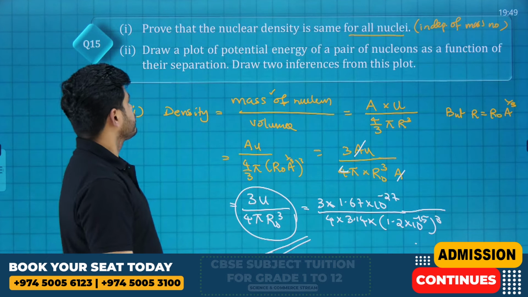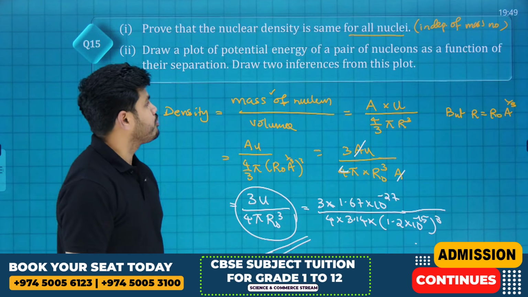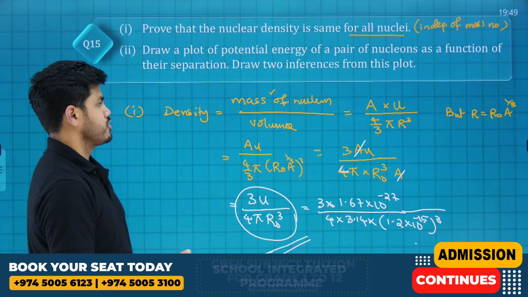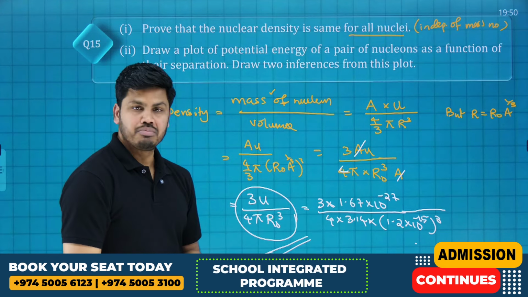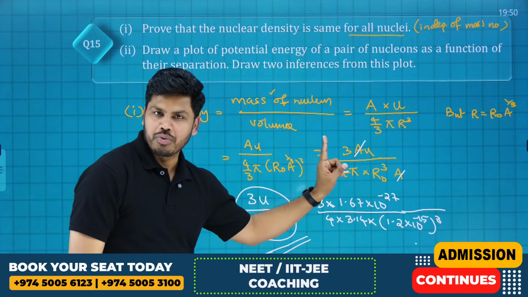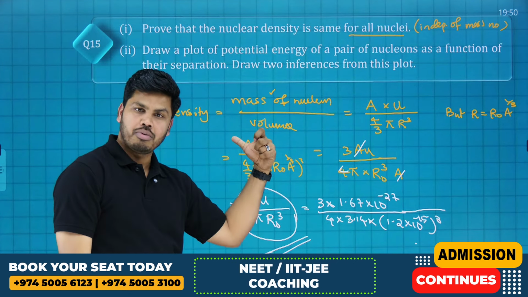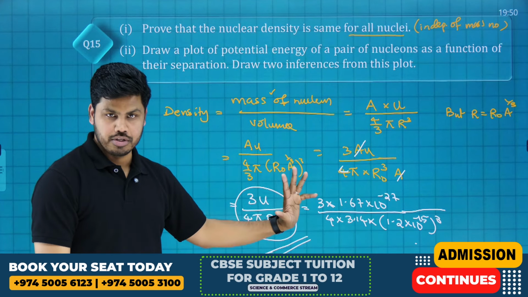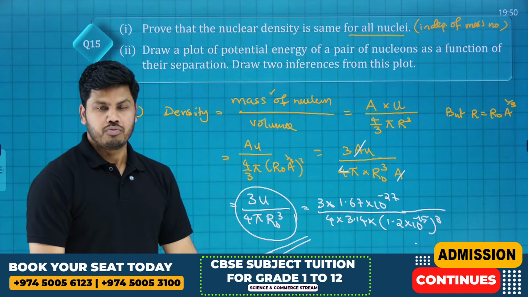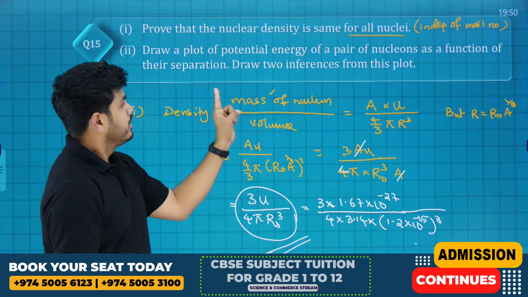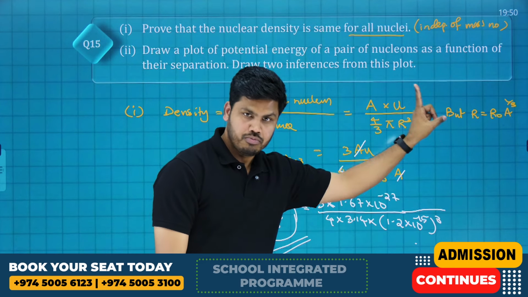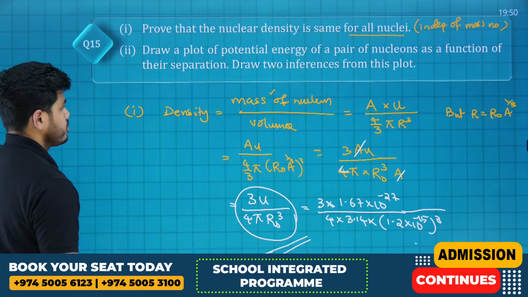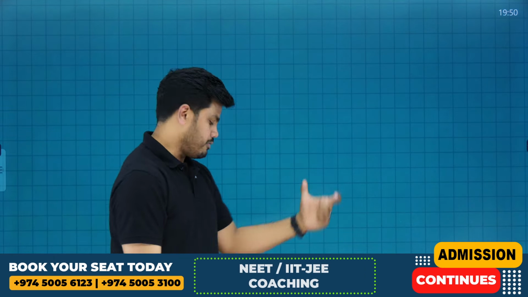Now the second part of the question is: draw a plot of potential energy of a pair of nucleons as a function of their separation. Draw two inferences from this plot. Again, the question is about a graph. The previous question also had a graph, the binding energy versus mass number graph. One of the repeating questions from this chapter. This is another repeating graph from the chapter, which we are going to do next. That is the potential energy versus internucleon distance graph.